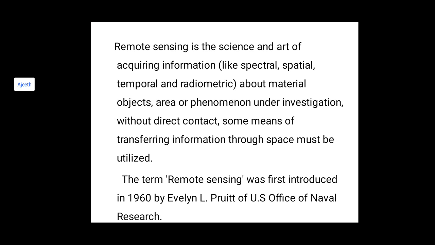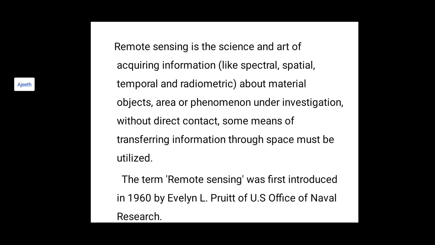So remote sensing is a science and art of acquiring information. So whatever you have in your smartphone, that Google Maps or Apple Maps, everything is mainly depending on RS and GIS itself. We actually take spectral, that is the color, spatial, temporal and radiometric. So spatial means the 3D image, right, and so on and so forth.